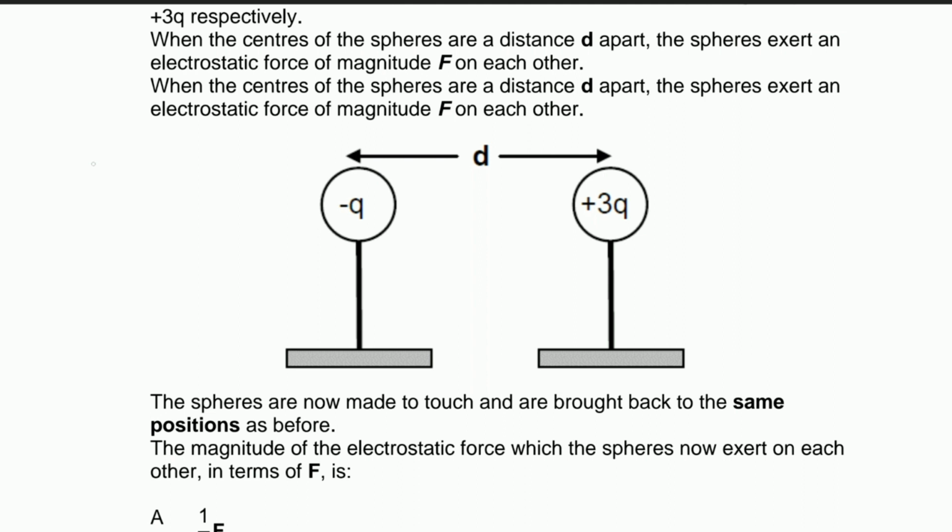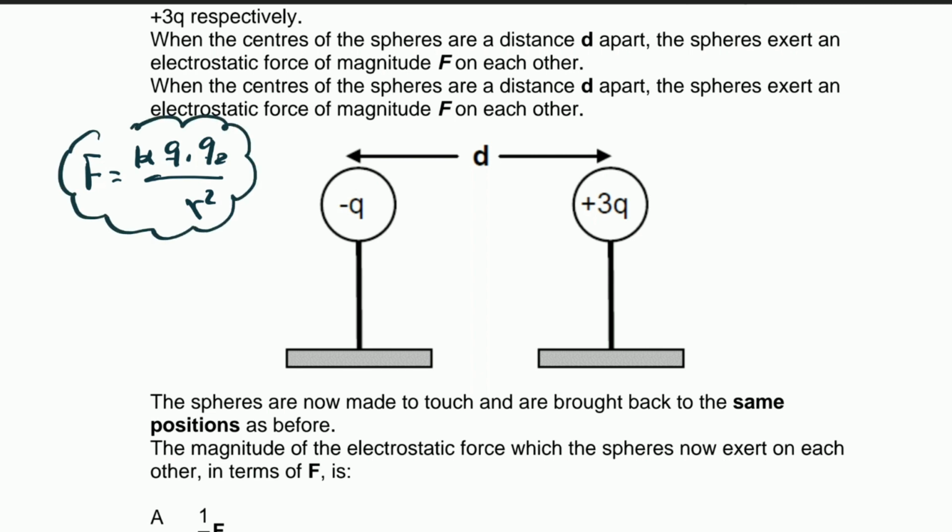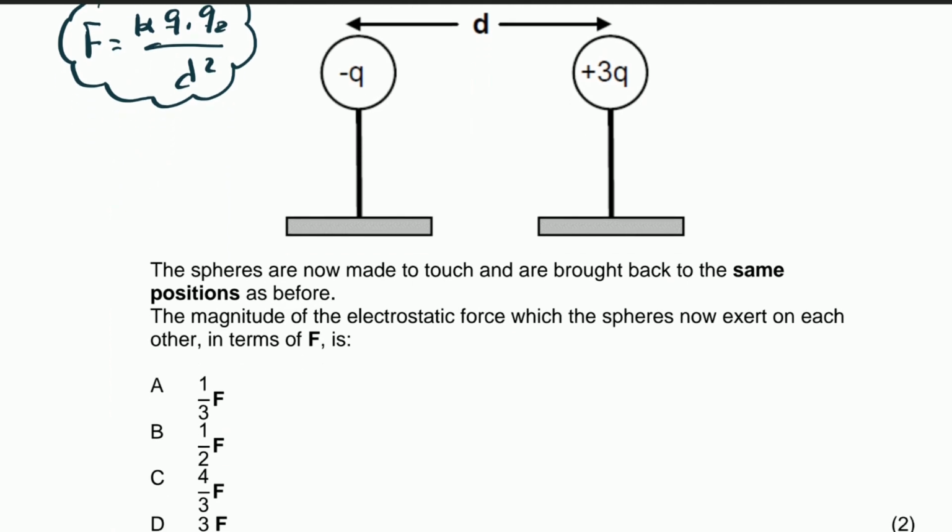And just to remember, the electrostatic force that we're speaking about is F equals K Q1 Q2 divided by the square of the distance. This is the electrostatic force we are talking about. In other words, this is Coulomb's law. When the centers of the spheres are a distance d apart, the spheres exert an electrostatic force of magnitude F on each other. This distance, in this case, is not R. They use the symbol d, so let's substitute this one by a d, but it's the same. That letter doesn't change anything.